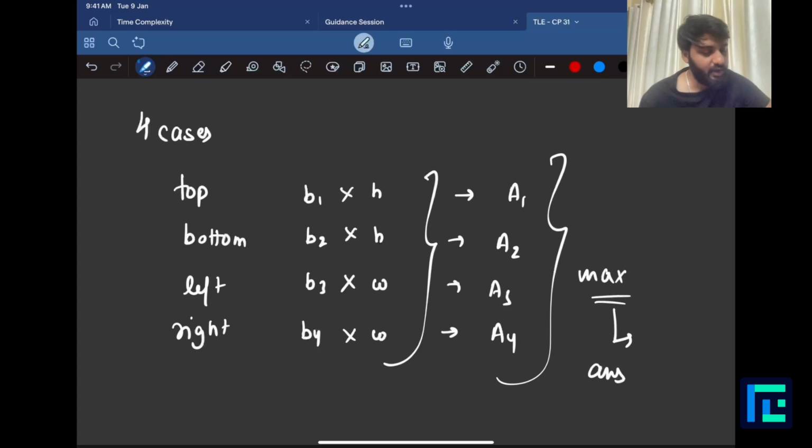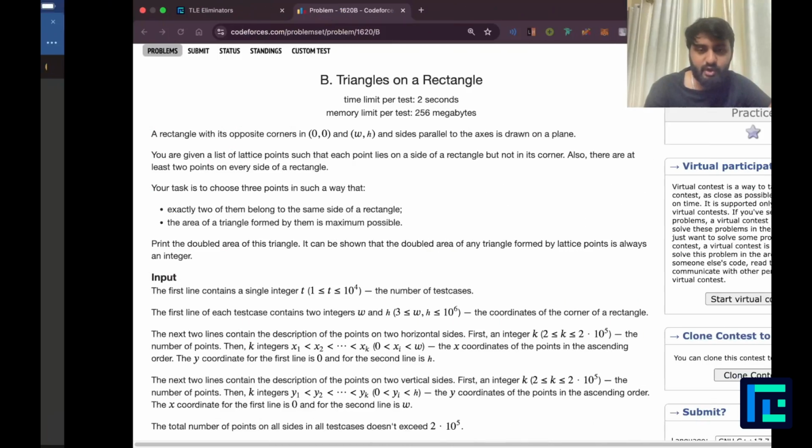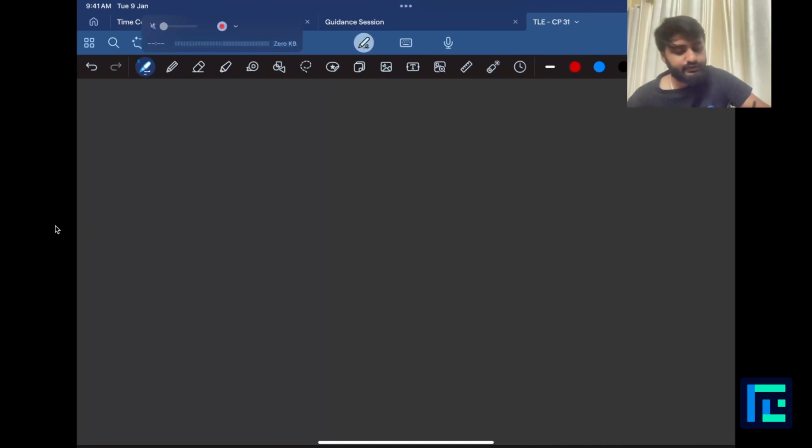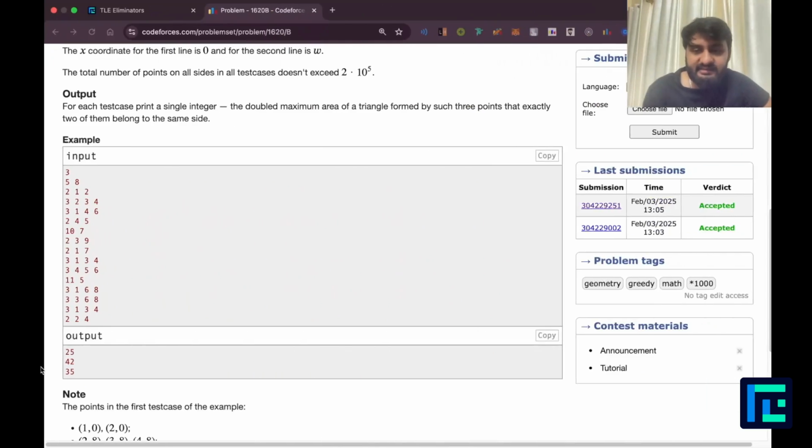Let's quickly run this on one of our test cases once more. Let's go back and see this second case. Let's say, for example, what is W and H? W is 10, H is 7. Let's take the first case.